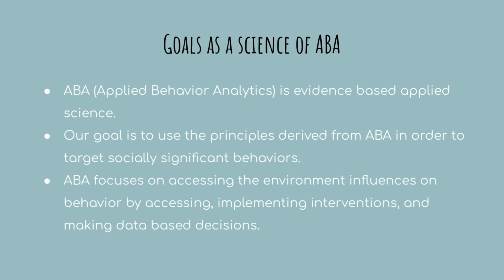Our goal is to use the principles derived from ABA in order to target socially significant behaviors. ABA focuses on assessing the environmental influence on the behavior by implementing the intervention and making data-based decisions. You are going to see a lot of data all over this study guide, because that is what we derive our interventions from. That is what we use to know whether an intervention is working for our client, if it's not working, if changes need to be made. We don't just make guesses.